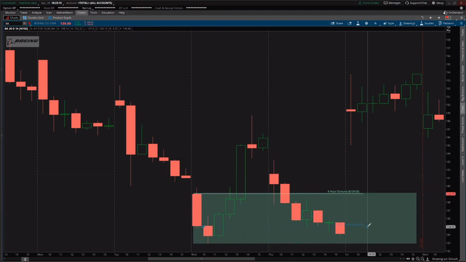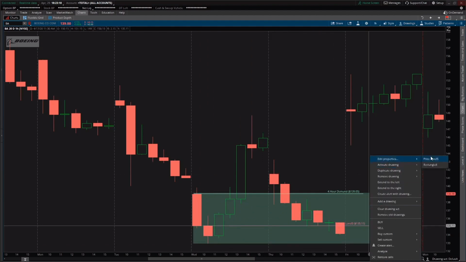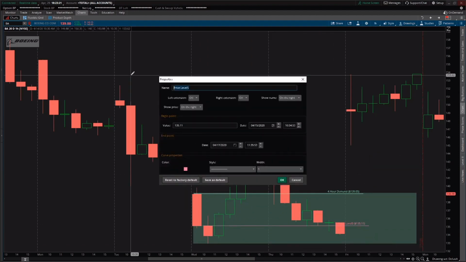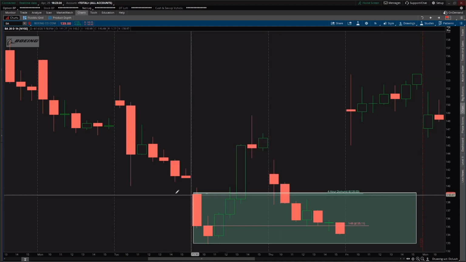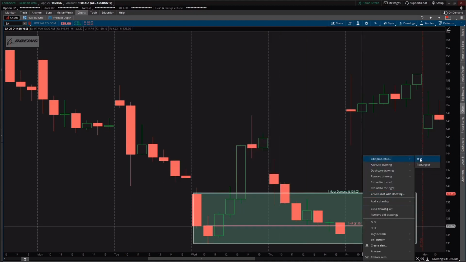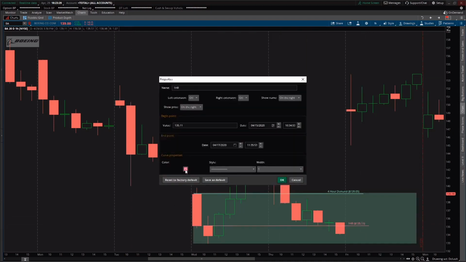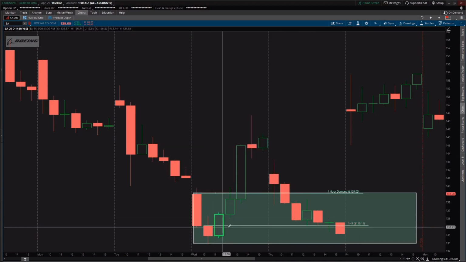So right here we have a 1 hour demand zone. I'll mark the price level, make this green, and name it 1 hour. I don't know why I didn't go green. Okay, so now we have a 1 hour demand zone.